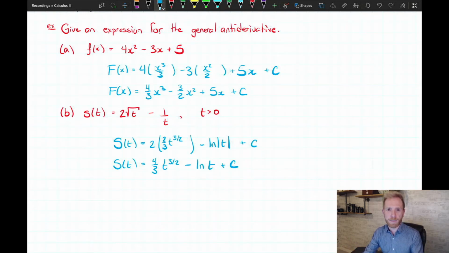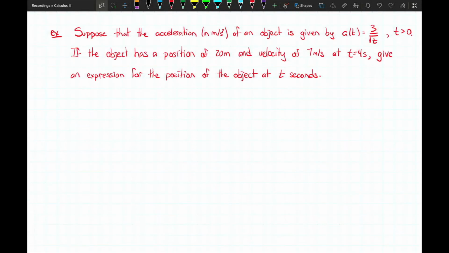Why don't we just try an example of that so you get an idea about maybe where this arbitrary constant has an interpretation as well. All right, let's suppose that the acceleration of an object is given by the function a of t equals 3 over root t for t greater than 0. And let's suppose that at a time of 4 seconds, it has a position of 20 meters and a velocity of 7 meters per second. So everything here is in meters and seconds. Let's see if we can find an expression for the position of the object at t seconds.